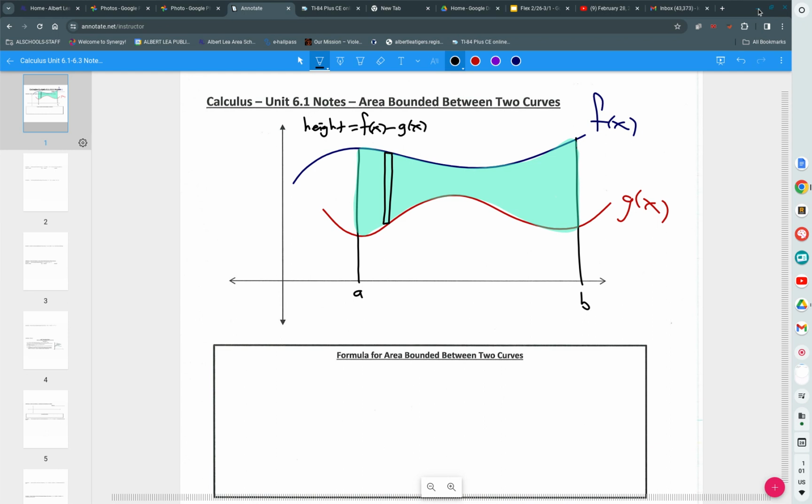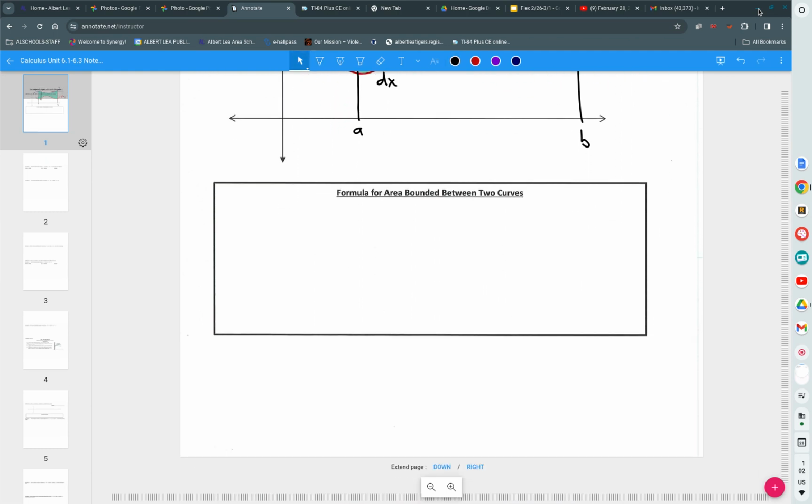How do we find the area of a rectangle? We take the height times the width. What do we say is the width? We say that the width is this infinitely small thing that we call dx. Therefore, the area of one of the rectangles is very simple. It is the quantity f of x minus g of x, that quantity times dx.